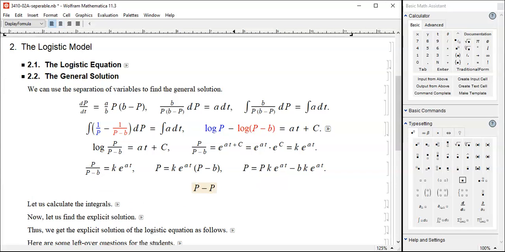p minus p times k times exponential is equal to negative b times k times exponential of this. Did it improve? Do you see it now? We have p and we have p here as well, so I can factor p out. So 1 minus k times exponential, and that's equal to negative b times k times exponential.